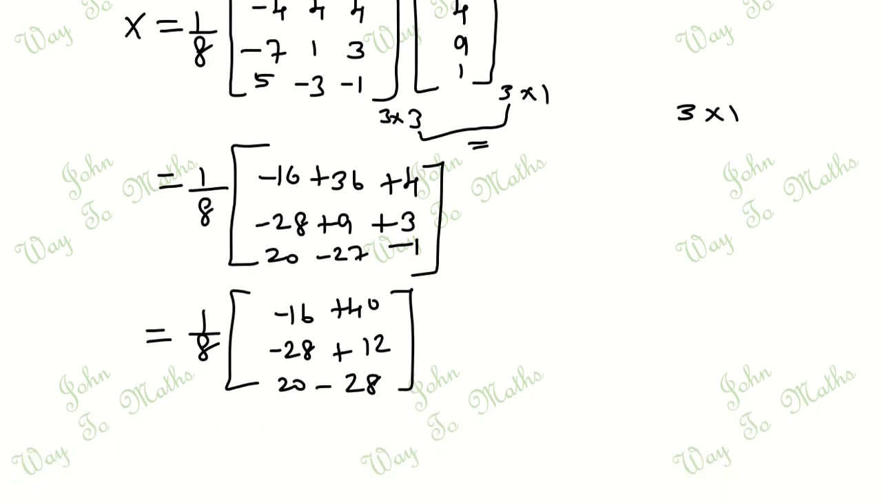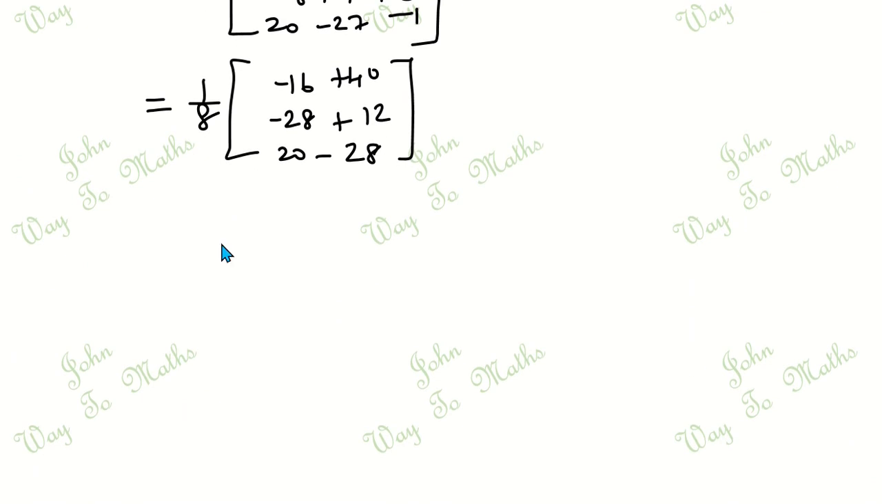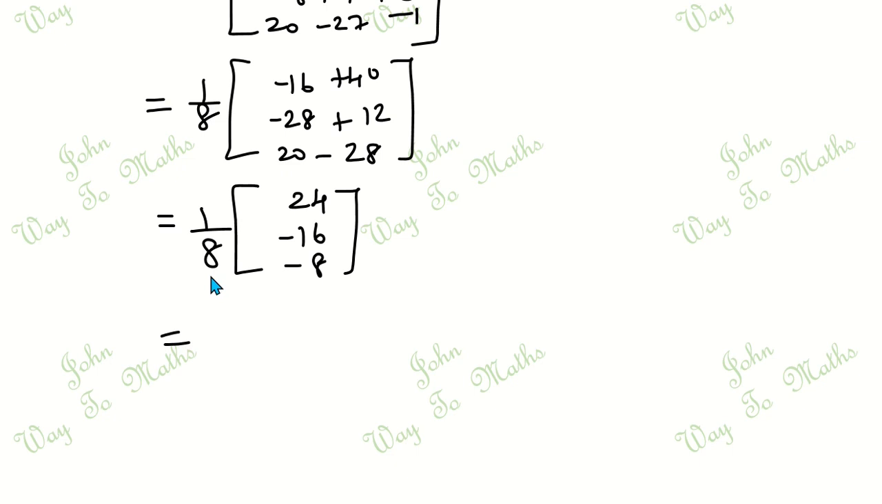So next, which is equal to 1 by 8 times: here 40 minus 16 becomes plus 24. Here minus 28 plus 12 becomes minus 16. Here 20 minus 28 becomes minus 8. So which is equal to, we can take the 1 by 8 inside. So 24 by 8, next one minus 16 by 8, third one minus 8 by 8.